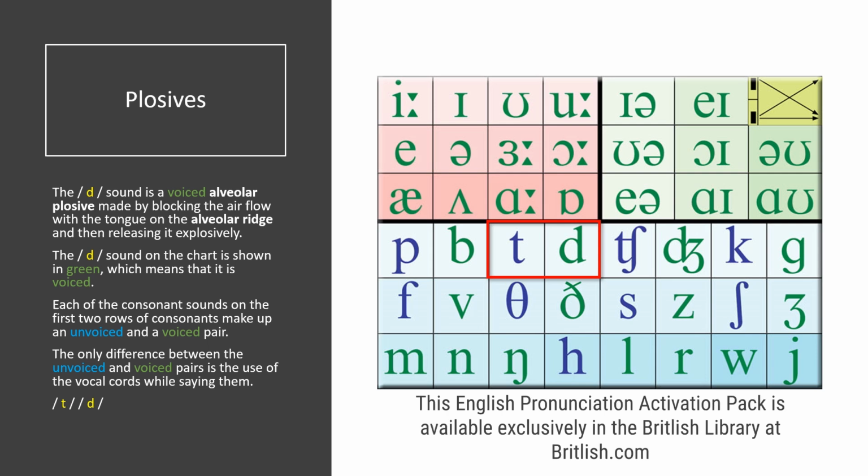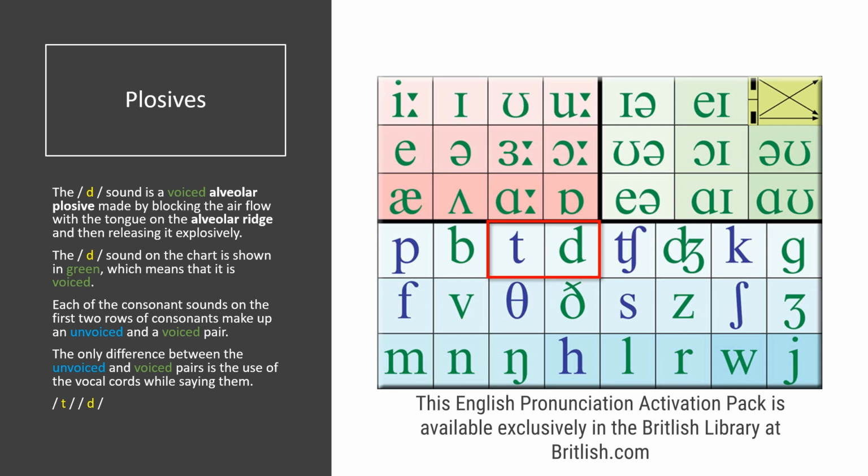Plosives. The duh sound is a voiced alveolar plosive made by blocking the airflow with the tongue on the alveolar ridge and then releasing it explosively. The duh sound in the chart is shown in green, which means that it's voiced.